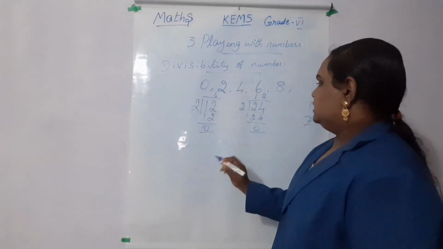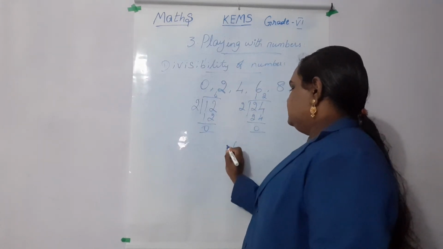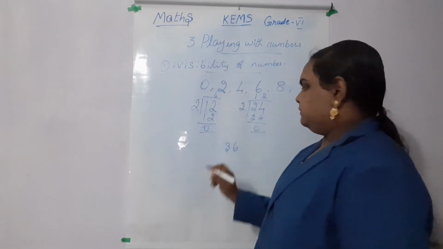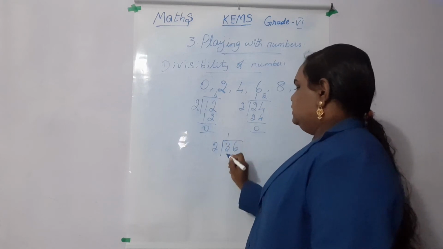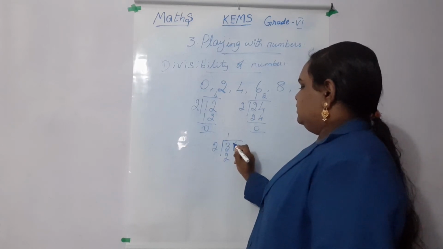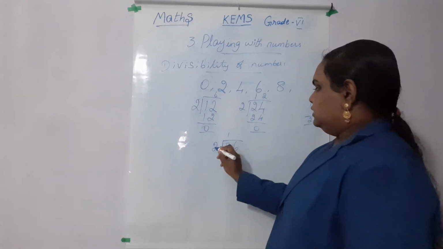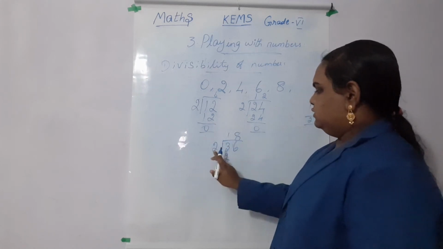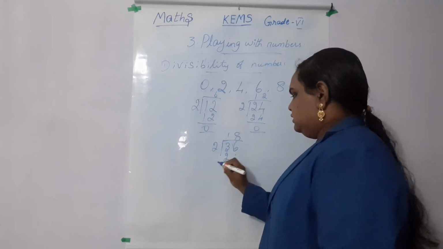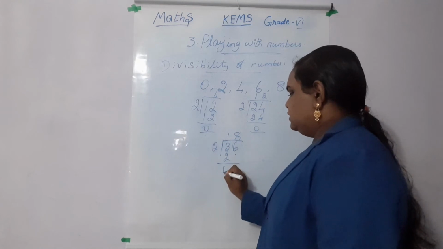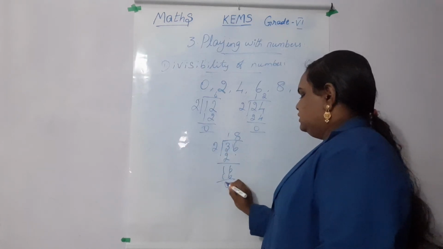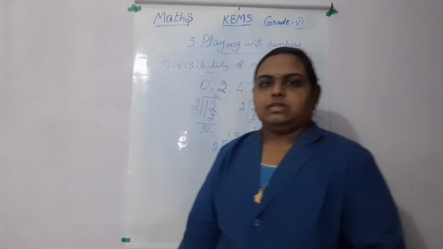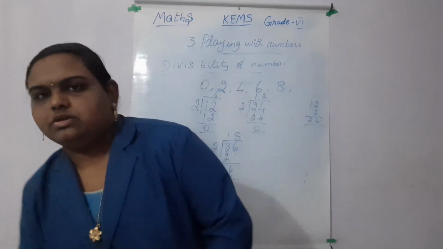Okay. Next, 6. 6 in ones place. I am taking the number 3. Then, 1 2 is 2. Then the remaining 1. Then 8. 8 2s are 16. Okay. So 3 minus 2 is equal to 1. 6. 8 2s are 16. 0. So I got the number 0 as the remainder.